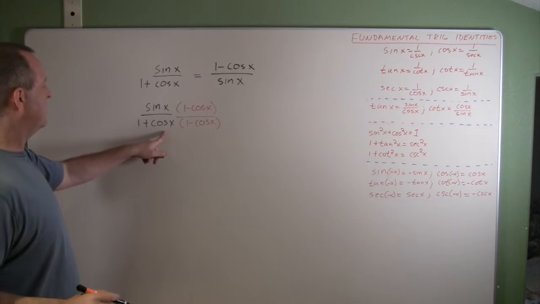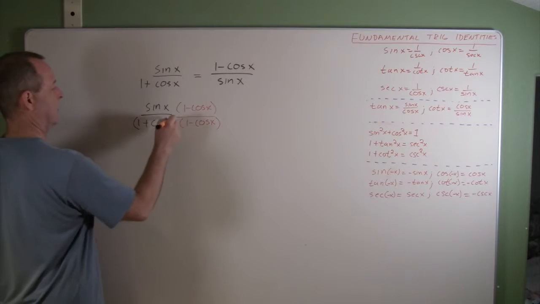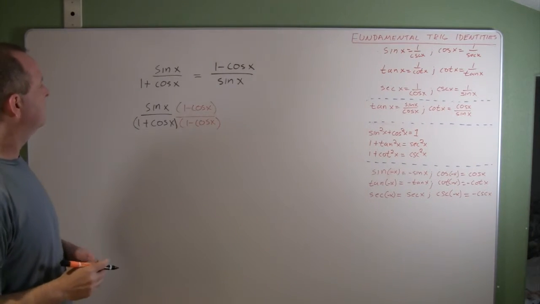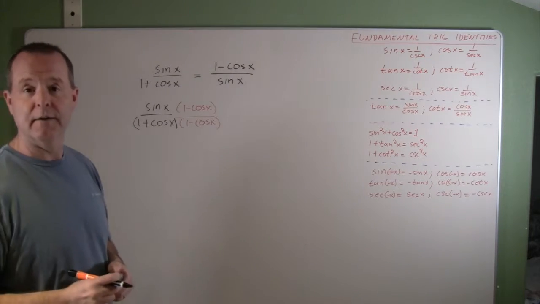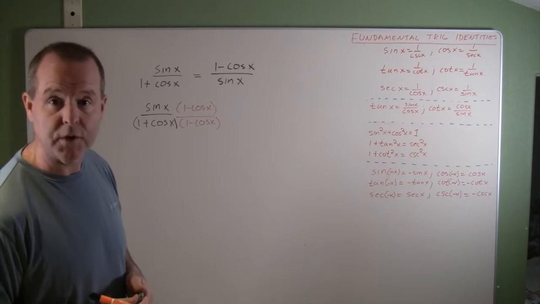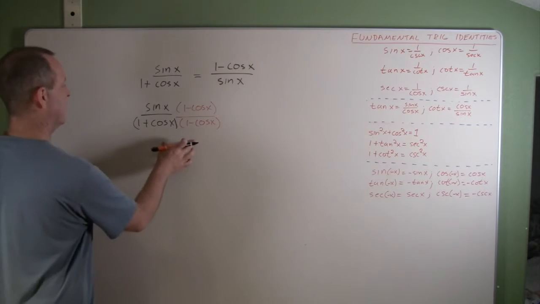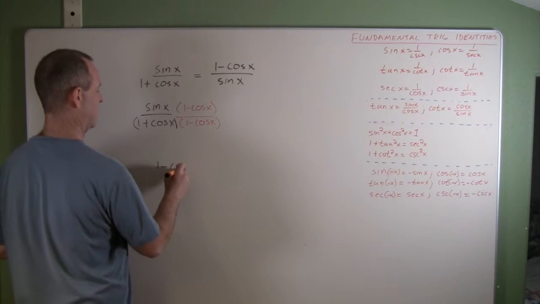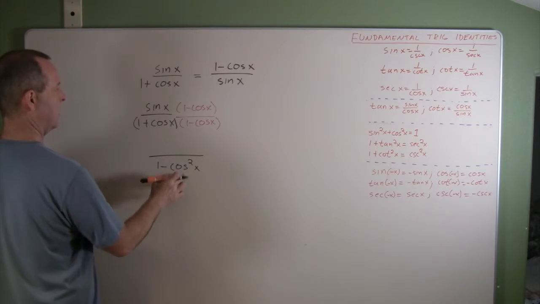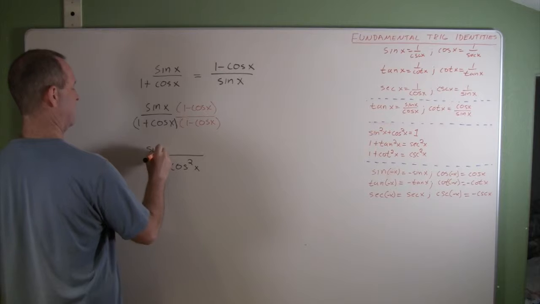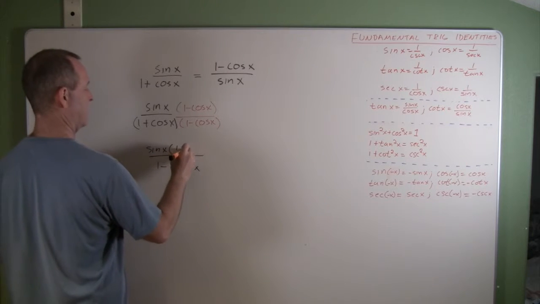And so doing what I see, and let me put parentheses around that so that doesn't interfere. I have what will appear to be the difference of two squares. Remember that? Always comes back to us. So the denominator is 1 minus the cosine squared of x, difference of two squares. And on the top I have sine of x times 1 minus cosine of x.